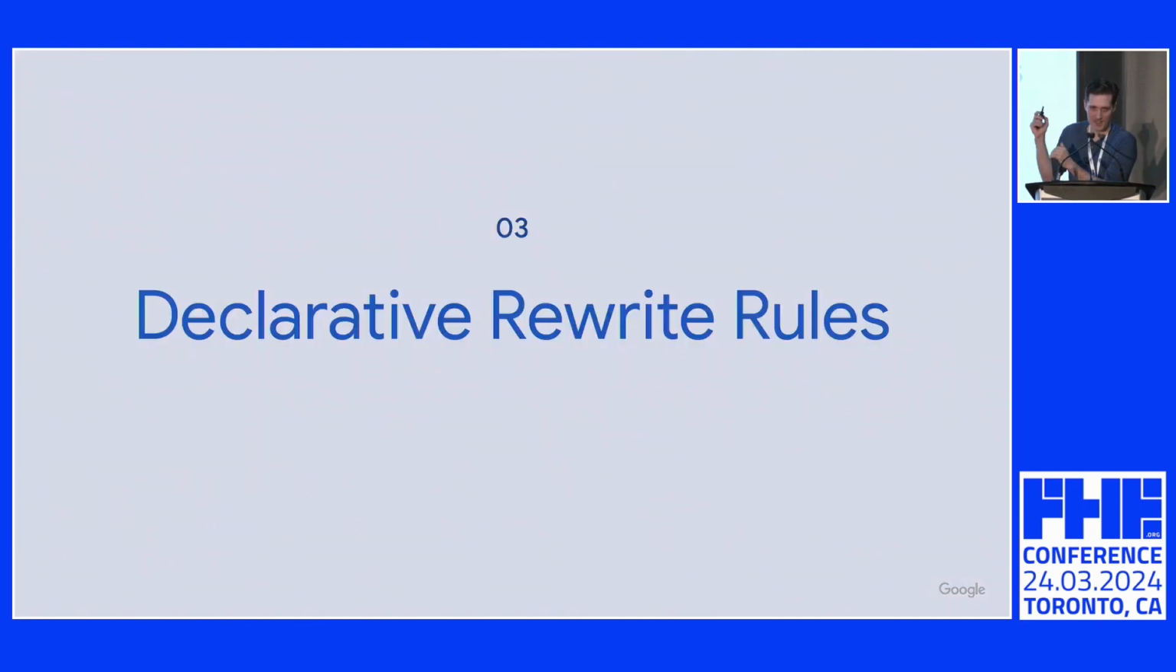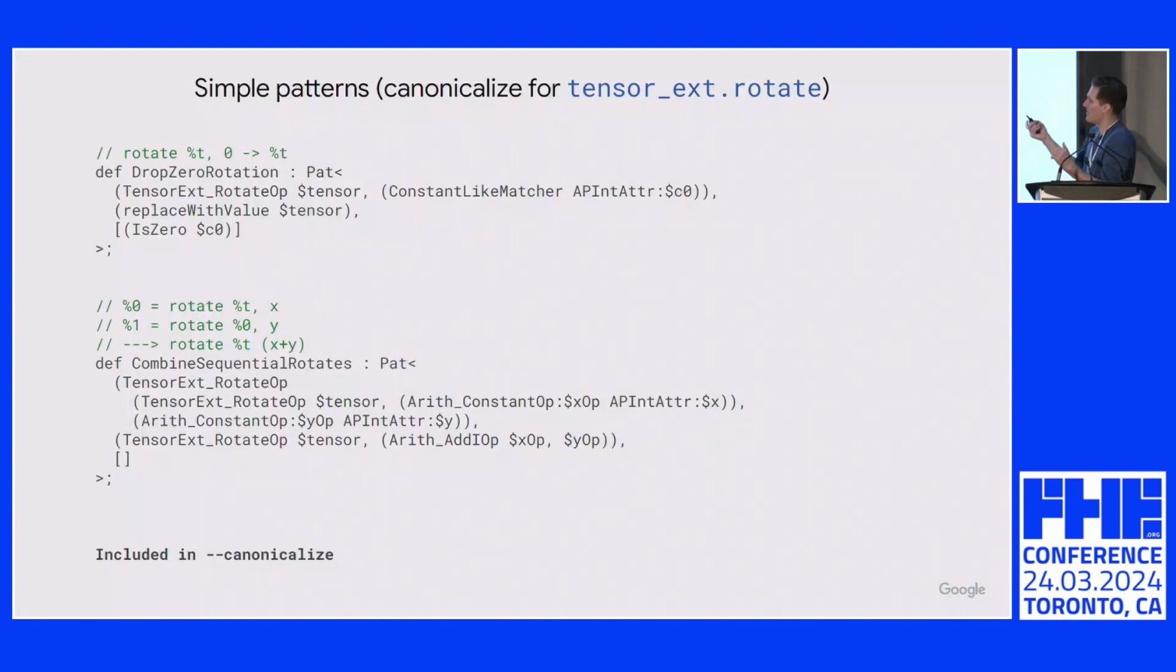Okay, so declarative rewrite rules. We are back in the land of TableGen. TableGen is also a domain-specific language for defining your local optimization patterns that you would like to apply. The two examples on this slide are canonicalization patterns. These are the things that get wrapped up in the canonicalize flag, and they do very, very simple things like if you're rotating by 0, you don't actually need to do anything. You can delete that entirely.